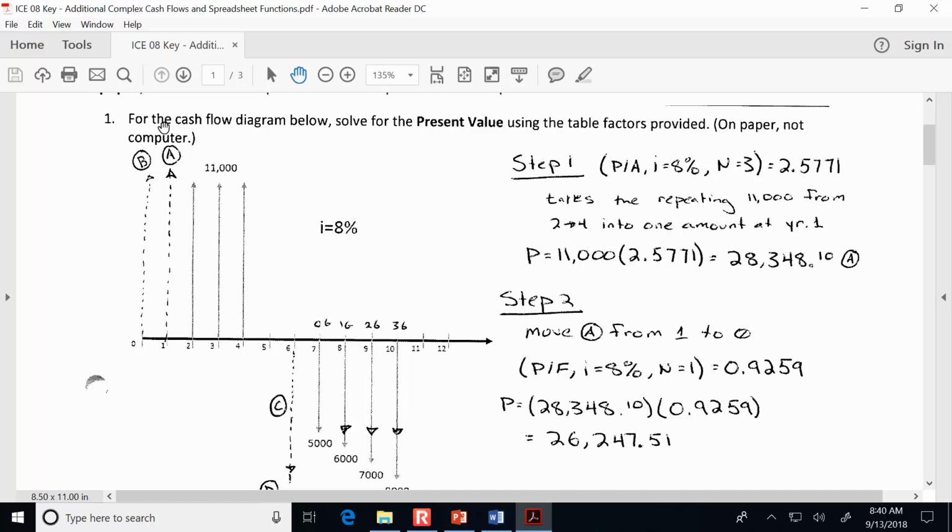But if you write step 1, I'm taking the repeating 11,000 from 2 through 4 into one amount at year 1, if you give me an outline of what your thought process was, I'll give you a lot of partial credit if you had the right idea but you looked at the wrong row. If you just happen to look at the wrong row but you understood the mechanics of how a problem like this is solved, you'll get the vast majority of the points. But my suggestion is it's really important to give me something to work with. Let me know what your thought process was. Find an effective way to communicate what your solution strategy was.